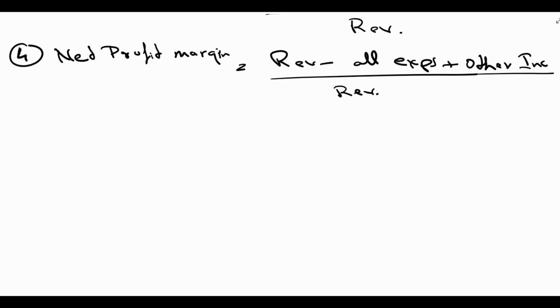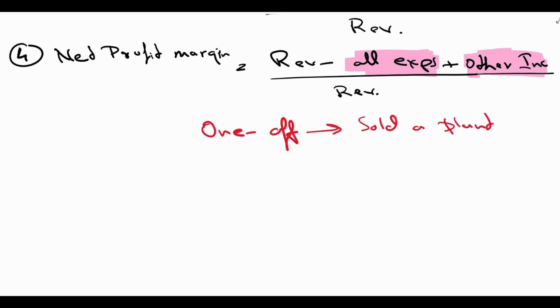Now, one drawback of using net profit margin is that it includes your other incomes, and it is inclusive of all the expenses. In certain cases there are one-off incomes or one-off expenses. Say a plant was sold at a profit, but this is a one-off. Because of this, your net profit will go up, right?